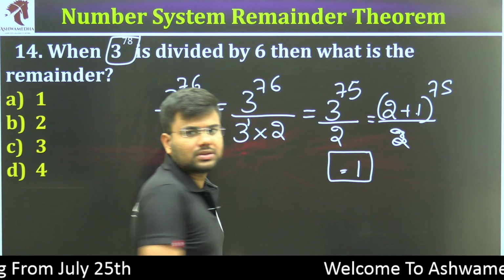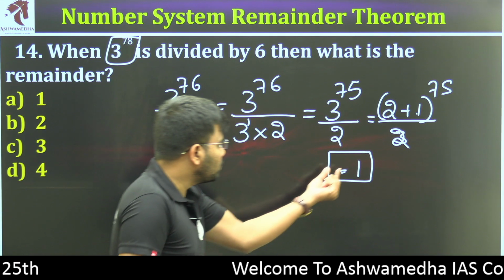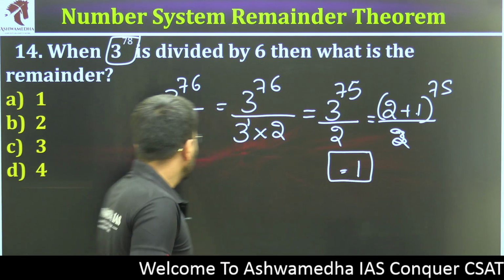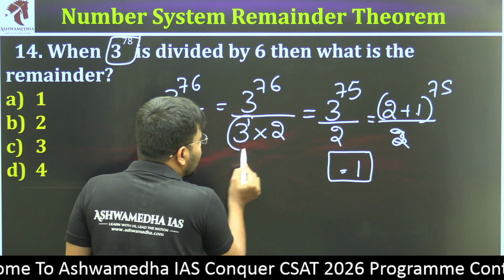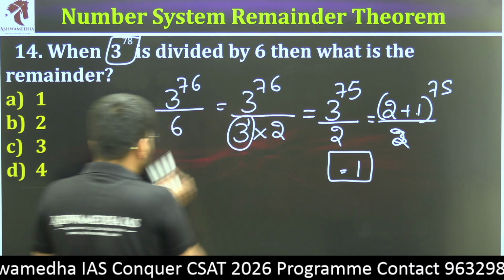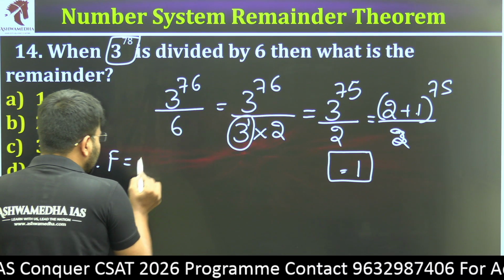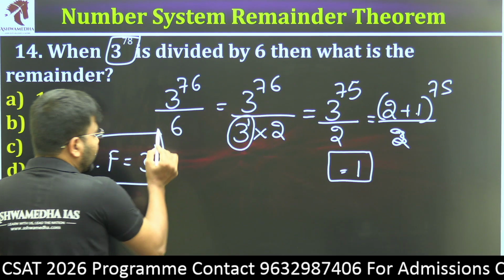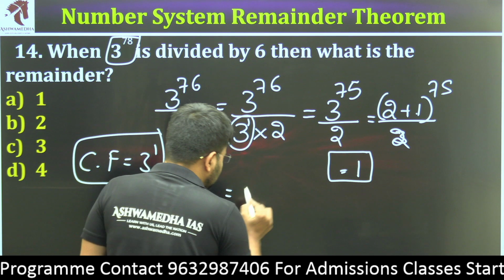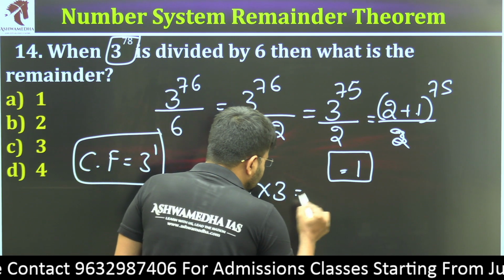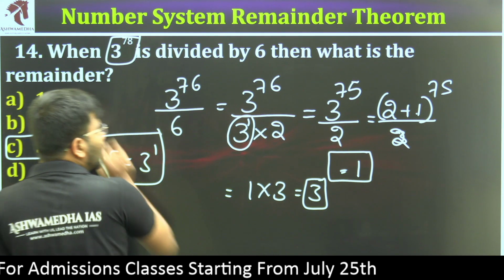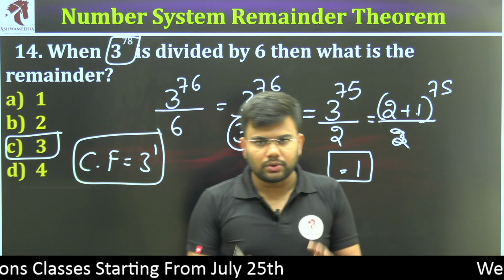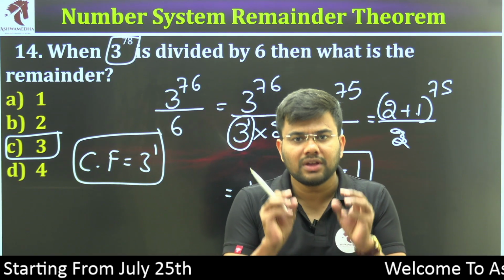Once you have got this remainder, what you're supposed to do? You're supposed to multiply this 1 by what? This cancellation factor. What is the cancellation factor here? 3 power 1 is the cancellation factor, where you cancelled here, hence that is the reason. So 1 into 3 power 1, which is equal to 3, then the remainder would be 3. I hope you have got it. The steps you have understood are based on the cancellation factor.